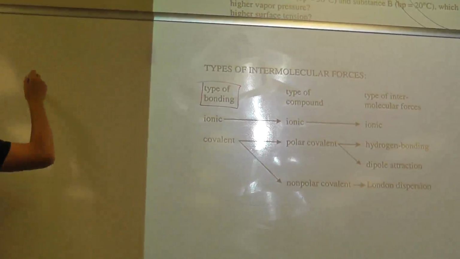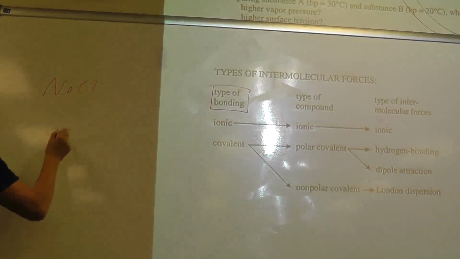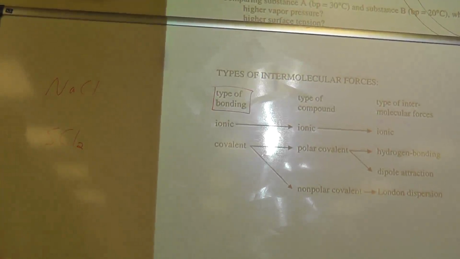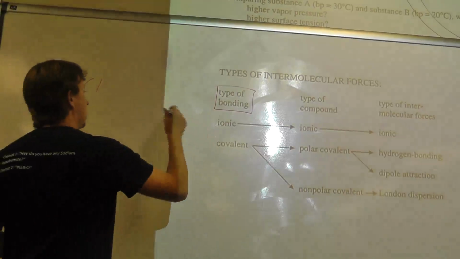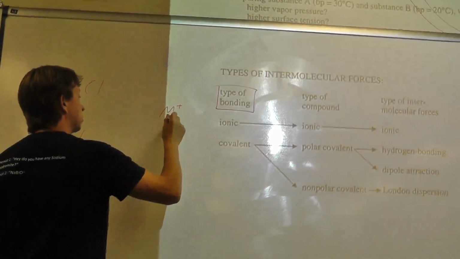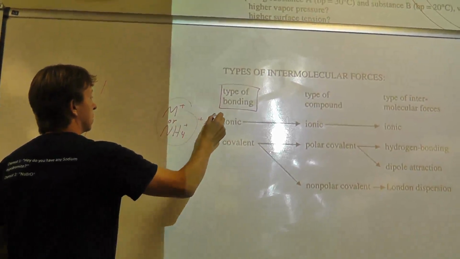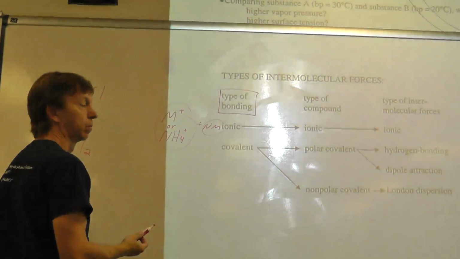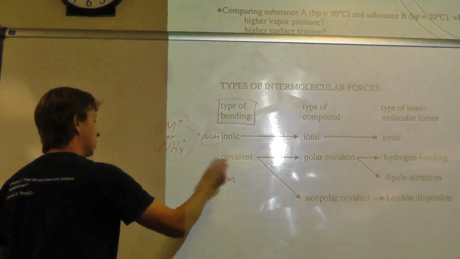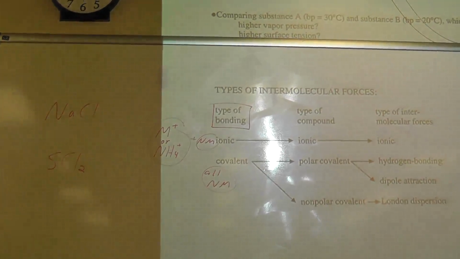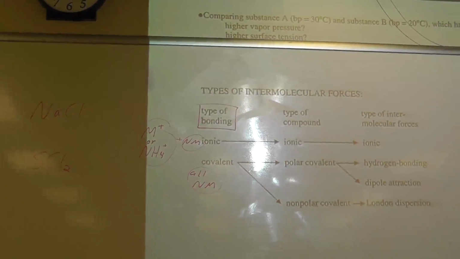How do you look at a chemical formula and tell if it's ionic or covalent? What do you look for? Ionic is going to be metals or ammonium with nonmetals, correct? Covalent will be entirely nonmetal. So the first thing you want to do is categorize the compound as ionic or covalent.